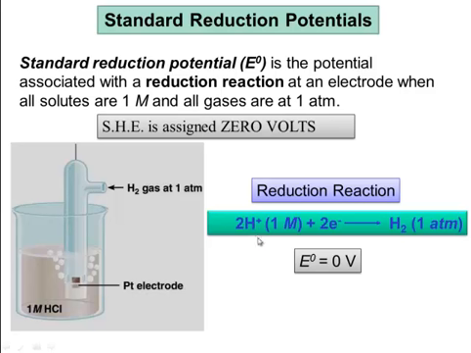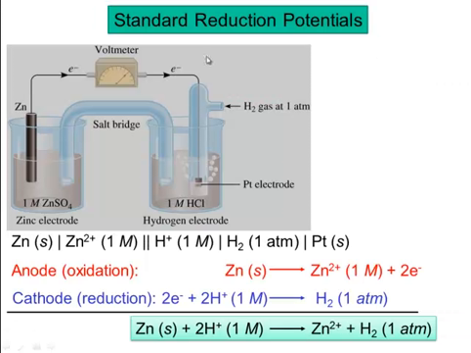Have a look at the reduction reaction involved at the electrode. 2 H plus ions from HCl will pick up 2 electrons and become hydrogen molecule. So the bubbles that you all can see out here are generated due to formation of hydrogen molecule. Now, in order to determine reduction potentials of other electrodes, they are combined with standard hydrogen electrode.